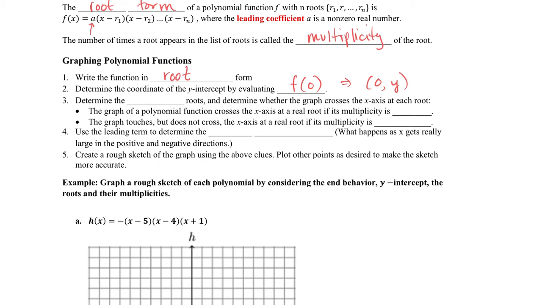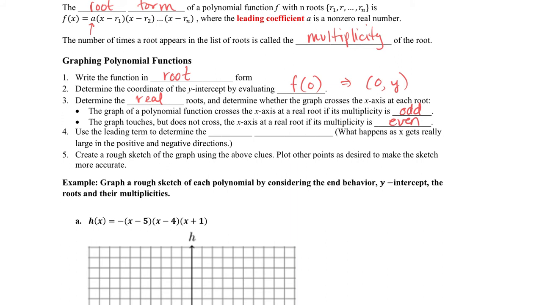And then we're going to determine the real roots. Remember, the real roots are where it crosses the x-axis. Those are our x-intercepts. So the graph of a polynomial function crosses the x-axis if the multiplicity of its root is odd. It touches but does not cross, or it bounces off the x-axis, if the multiplicity of the root is even.